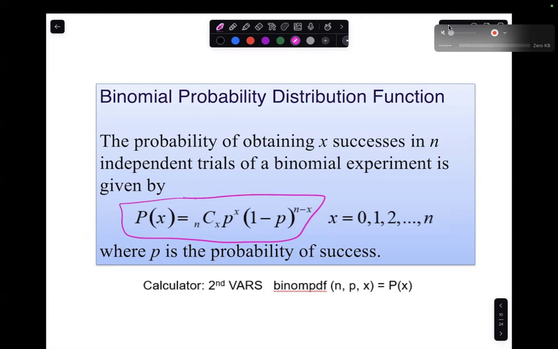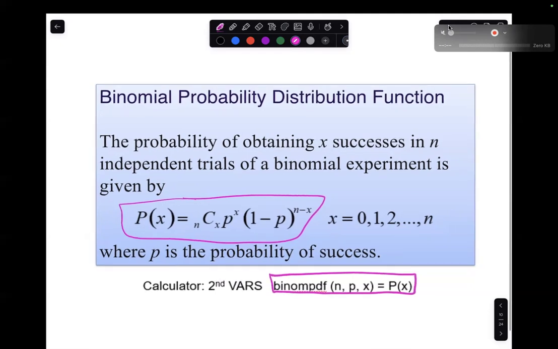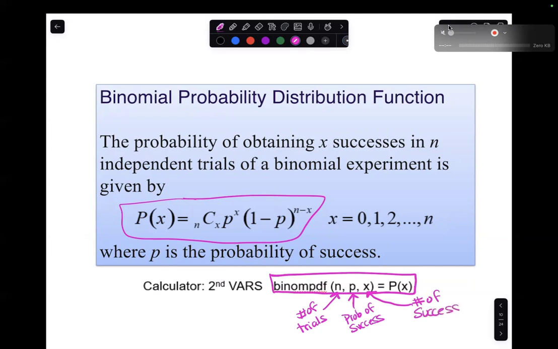the way that we're going to calculate is using Binom PDF right here. I will tell you how to get there and how to use it in a minute. So this right here is the number of trials. This right here is the probability of success. And this here is the number of successes. And this is for exact. I'm going to write exact, and you'll understand in a minute.